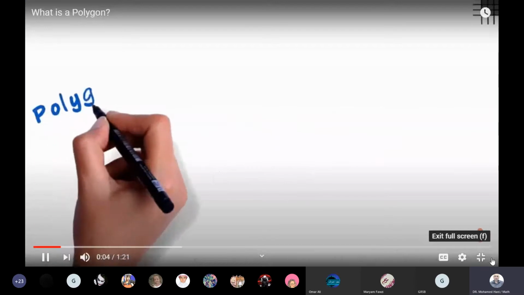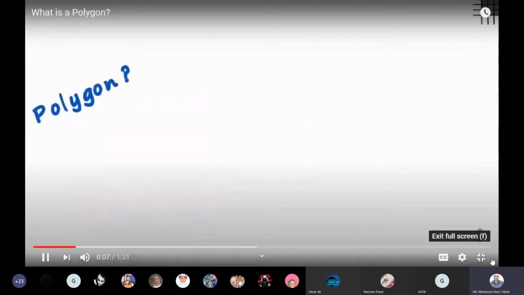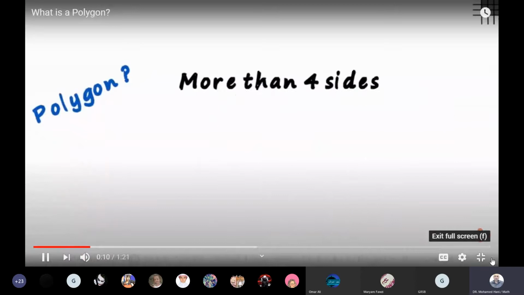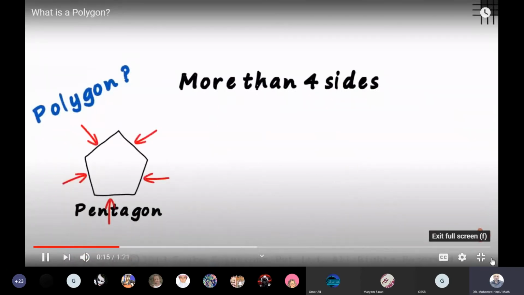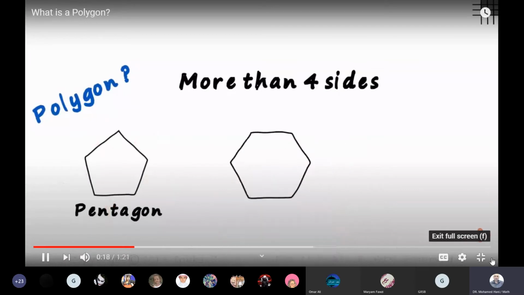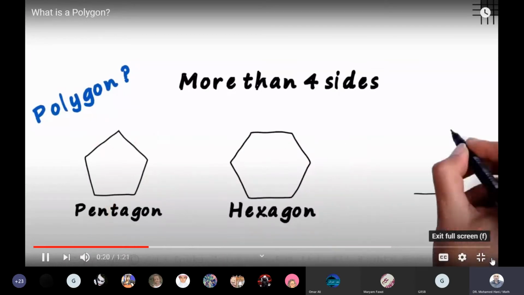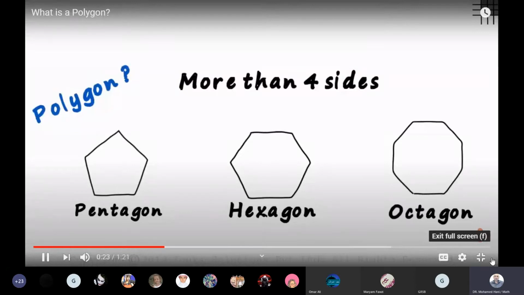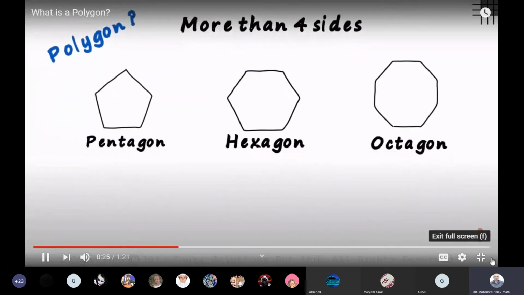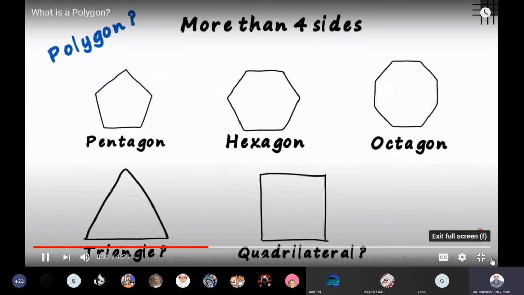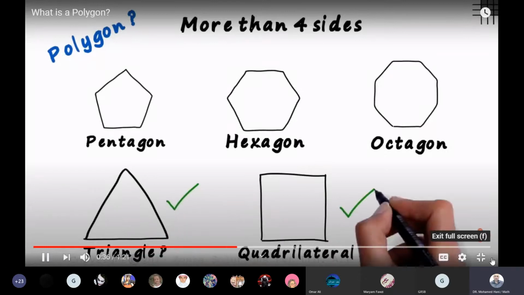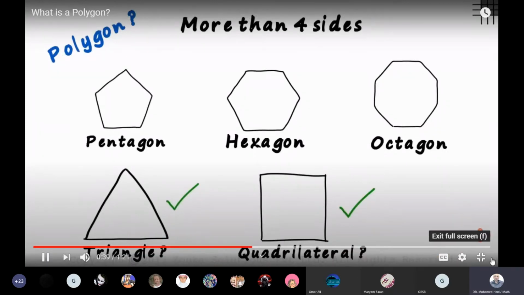What is a polygon? Many people define it as a closed figure which has more than 4 sides. Something like this. It's called a pentagon since it has 5 sides. Or maybe a 6-sided figure which is called a hexagon. Or maybe even an 8-sided figure which is an octagon. What about a 3-sided figure, a triangle? Or a 4-sided figure, a quadrilateral? Are these two shapes called polygons? Yes, these two shapes are also called polygons, which would mean this definition is wrong.